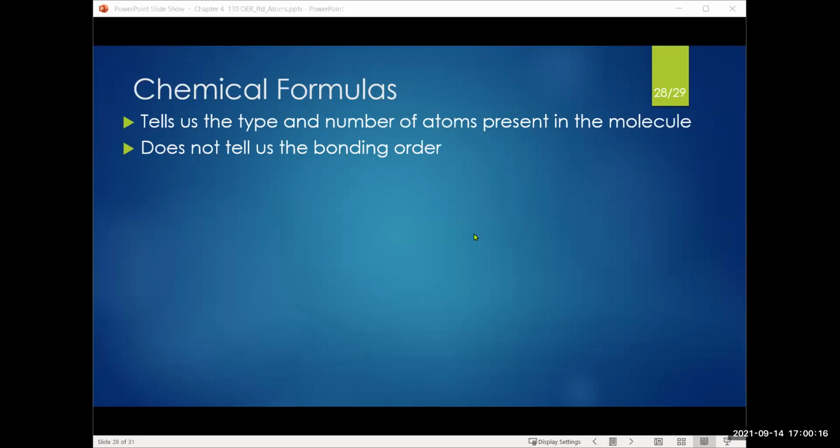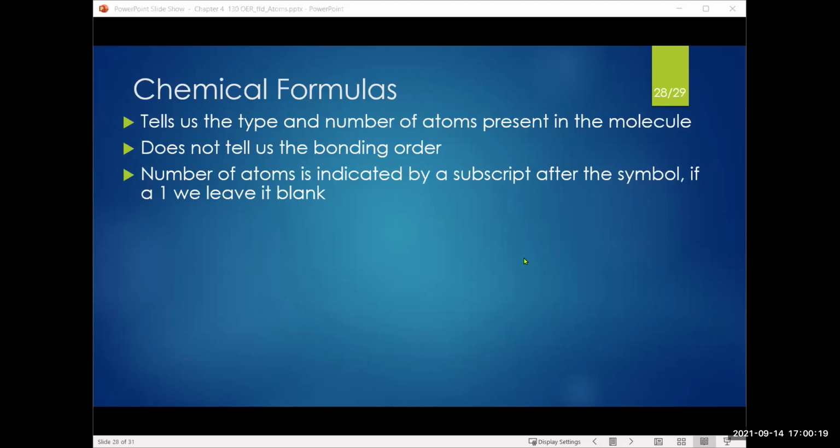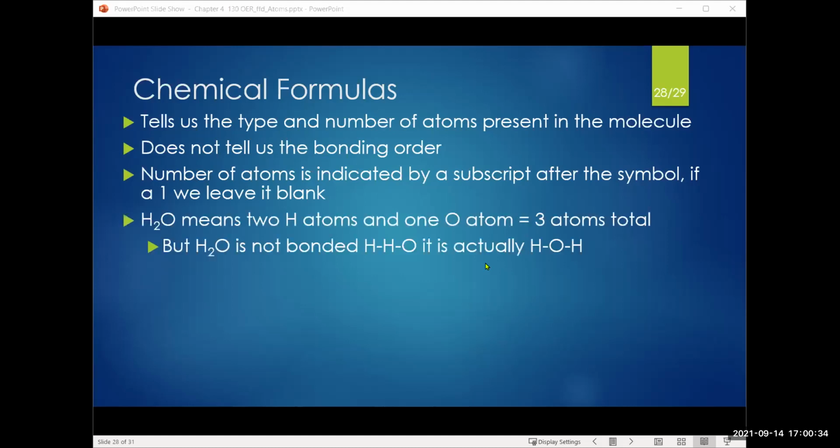They're not going to tell us much about the way things are bonded. And if there's no subscript, like in mathematics, normally if you have an equation or even algebra and you don't have a number in front, it's assumed to be a value of 1. It's unwritten. For example, H2O tells us that there are 2 atoms of hydrogen and 1 of oxygen. Notice there's no 1 on the O, it's just understood to be a 1.